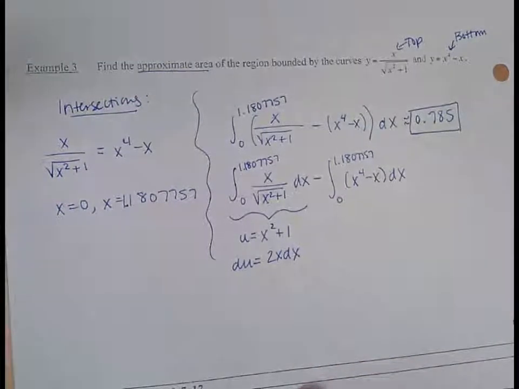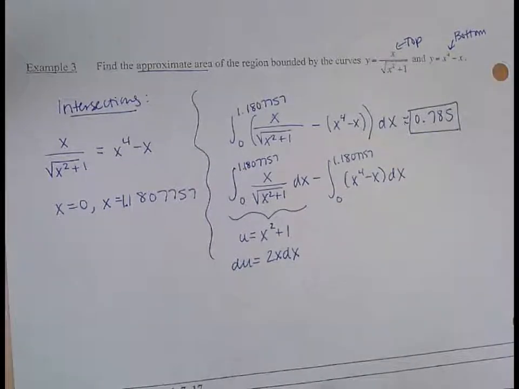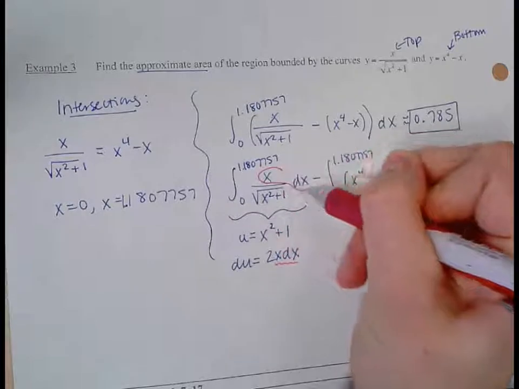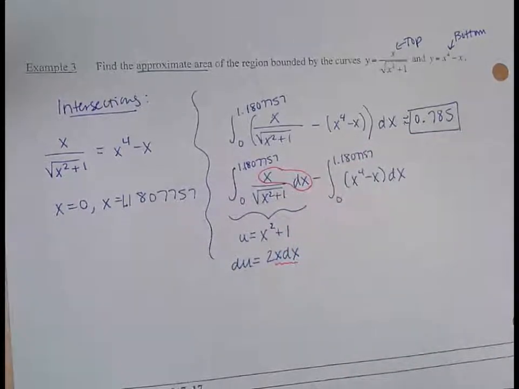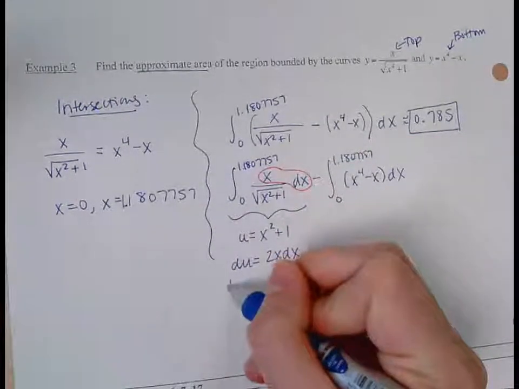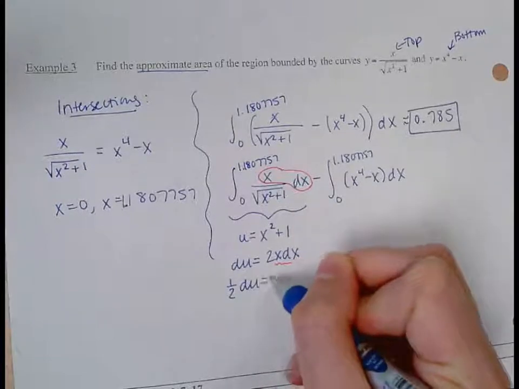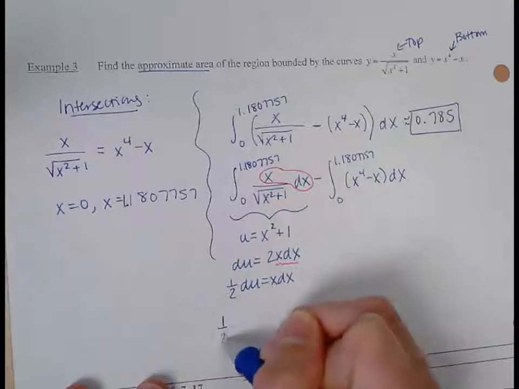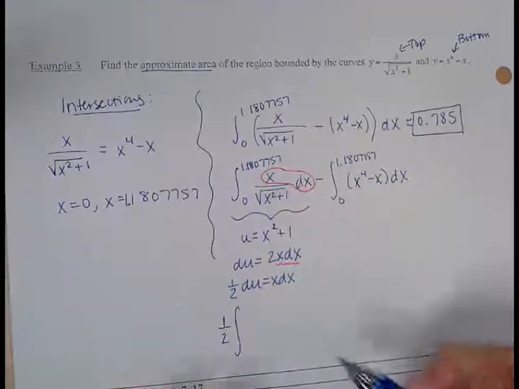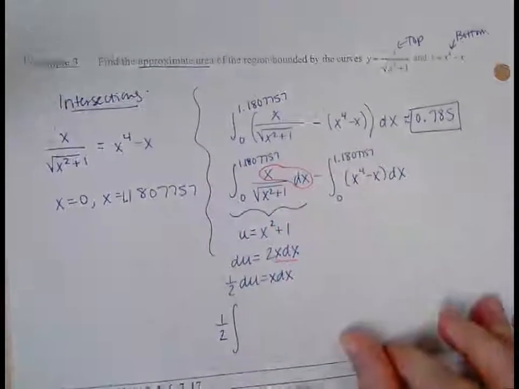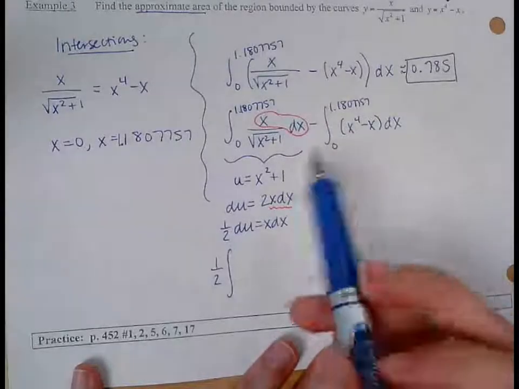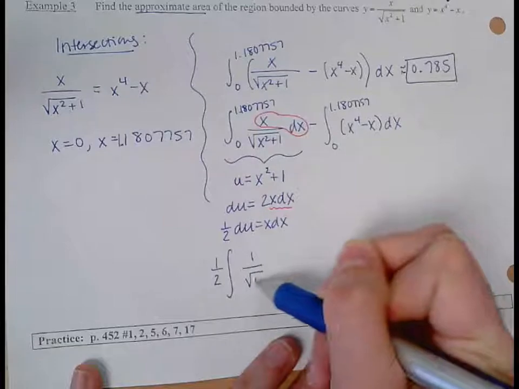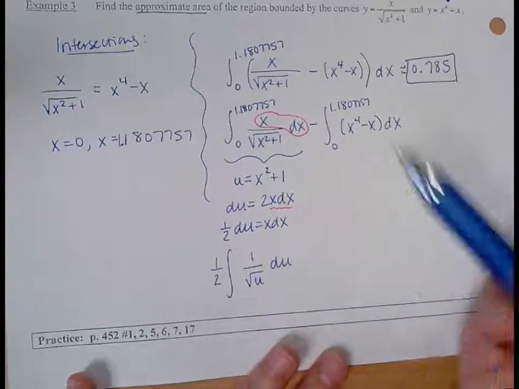2x dx, and we have an x dx. Oh, yep, so we don't have a 2. So 1/2 du would be x dx. So I would have 1/2 in front, and then the integral, the x dx would become du. But I could just write this as 1 over the square root of u, and then du at the end.